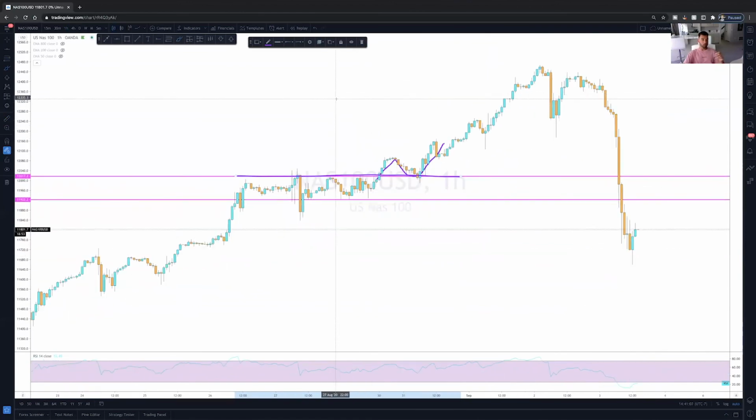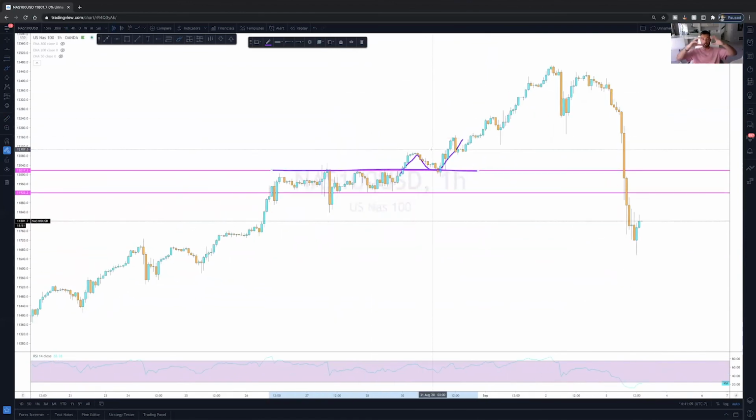So you guys, that's pretty much the breakout strategy. What you're going to look for, like I said, is consolidation, and then you're trading the breakout of that consolidation.